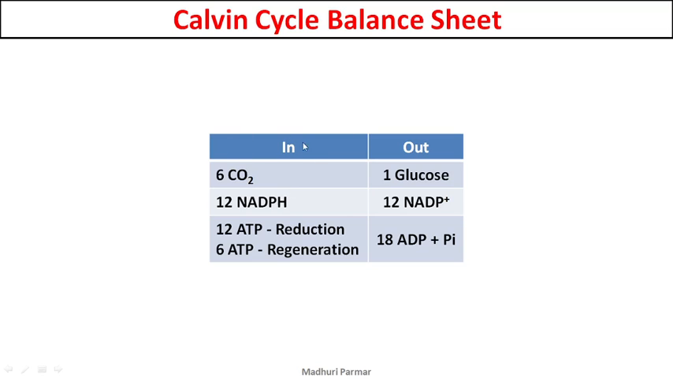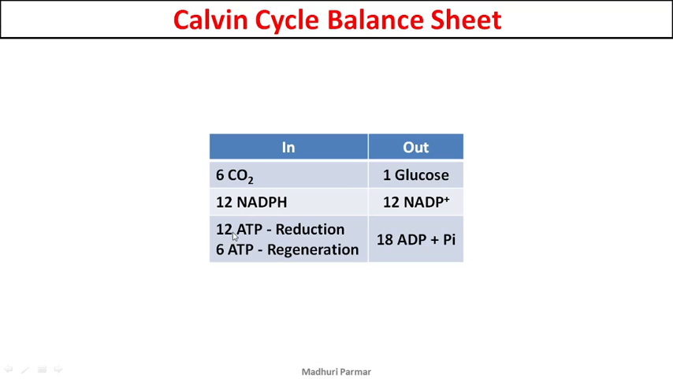What was in? What did you add? You added 6 carbon dioxide molecules. So 6 carbon dioxide in, 1 glucose molecule out. You are adding 12 NADPH and you are getting 12 NADP plus out. These NADPH are used in the reduction reaction. Fine. Then you have ATP.